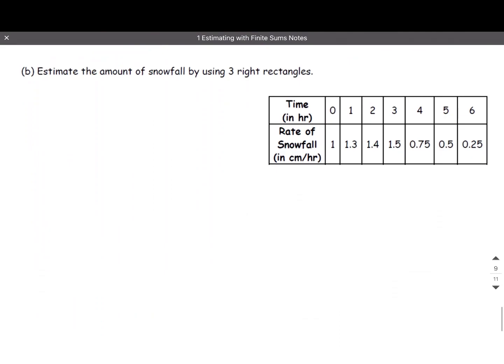Now, let's estimate this time by using 3 right rectangles. So again, we're going to use 3. So delta t is going to be the length of the interval, and we're going to divide it by, we want 3 rectangles. So that's going to give us a 2 again. So from 0 to 2, 2 to 4, 4 to 6. So our RRAM sub 3, our delta t is 2.